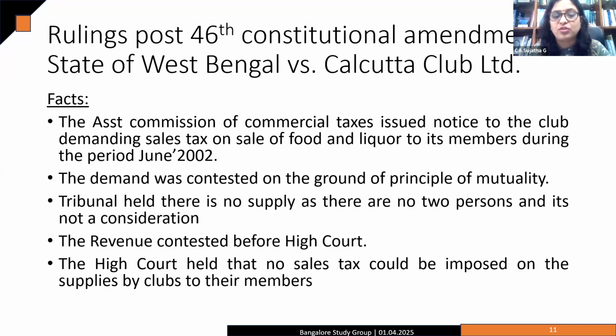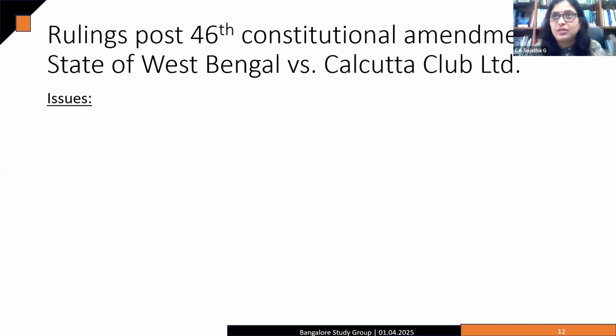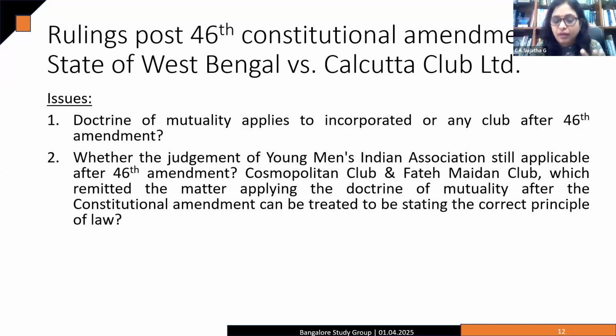The facts are more or less the same; I don't want to go into the facts of the case. Same club, same collection of members, but it was a sales tax, and service tax also came in 1995, I think. So the service element was also involved. So the issue placed before the authorities in the famous Calcutta Club case was whether the doctrine of mutuality still prevails even after the 46th Amendment, because the 46th Amendment clearly clarified that this is going to be included. So even after that, why should we refer to the concept of mutuality? So does it still prevail? That was question number one.